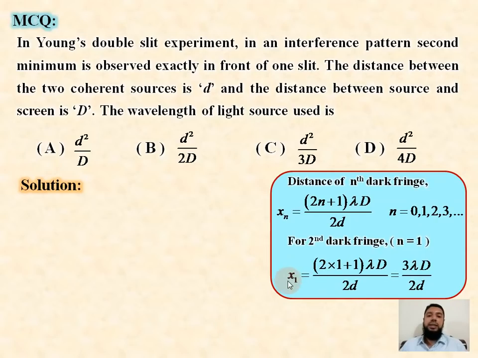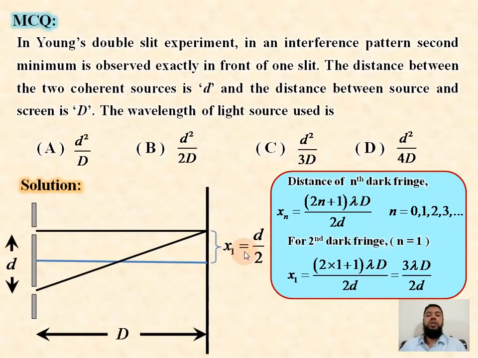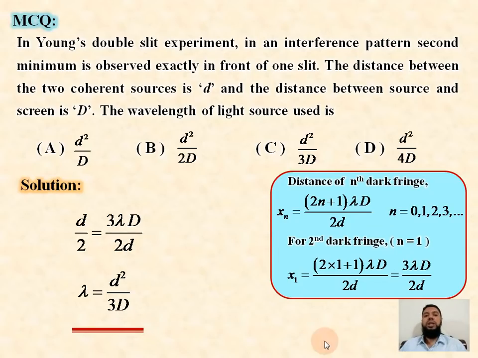Now, this distance, ಈ ಡಿಸ್ಟೆನ್ಸ್ ಎಷ್ಟಿದೆ ಇದನ್ನು ನಾವು ಐಡೆಂಟಿಫೈ ಮಾಡಬೇಕಾಗಿದೆ ವಿದ್ಯಾರ್ಥಿಗಳೇ. ನೋಡಿ, ಒಂದು ಸ್ಲಿಟ್ಟಿನ ನೇರದಲ್ಲಿ ಎಕ್ಸಾಕ್ಟ್ಲಿ ಇನ್ ಫ್ರಂಟ್ ಆಫ್ ಒನ್ ಸ್ಲಿಟ್ ನಮಗೆ ಸೆಕೆಂಡ್ ಡಾರ್ಕ್ ಫ್ರಿಂಜ್ ಏರ್ಪಡ್ತಾ ಇದೆ. Therefore, this position from the central maxima is exactly half of the distance between the two slits and x1 will become d by 2. ಈ ಎರಡು ವ್ಯಾಲ್ಯೂಸ್ ಅನ್ನು ಈಕ್ವೇಟ್ ಮಾಡಿ ವೇವ್ಲೆಂತಿನ ಬೆಲೆಯನ್ನು ಕಂಡುಹಿಡಿಯೋಣ. Hence, d by 2 is equal to 3 lambda capital D by 2d. Hence, the wavelength is given by, 2 to cancel ಆಯಿತು, wavelength lambda equals d square by 3D. Hence, the correct option is option C, d square by 3D.